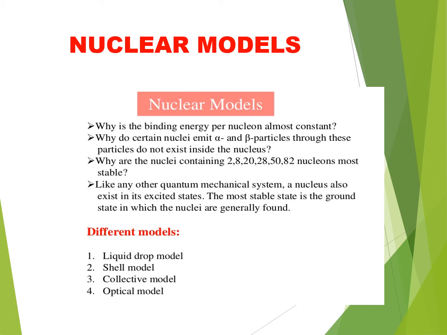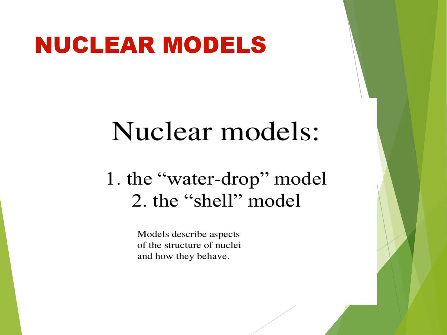Like any other quantum mechanical system, a nucleus also exists in its excited states. The most stable state is the ground state, in which the nuclei are generally found. There are different models: the liquid drop model, shell model, collective model, and optical model. Nuclear models. The first one is the liquid drop model or water drop model. Second one, shell model. These two models describe aspects of the structure of nuclei and how they behave.